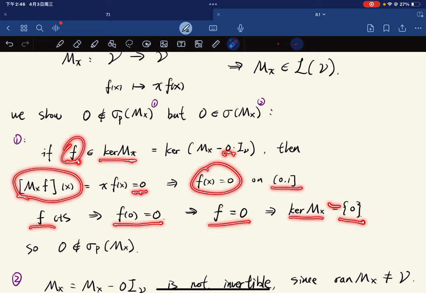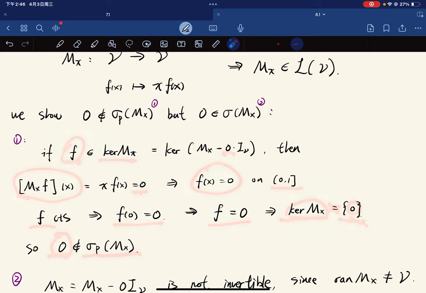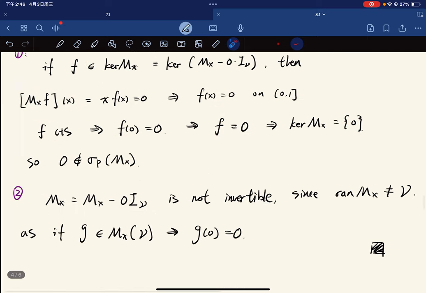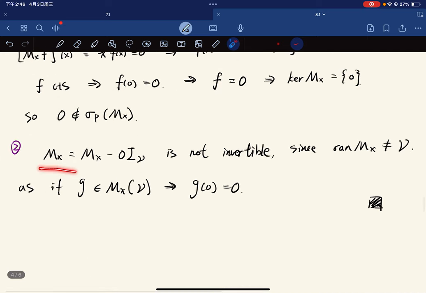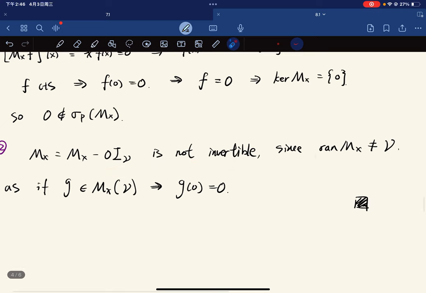So we have this equality, which means that this is the zero mapping, and this is the real number zero. It is not in the point spectrum because it has no eigenvectors. We require eigenvectors to be non-zero, but the only one we have is zero. So you're not in the point spectrum, but you're in the spectrum because this is not invertible, because the range of Mx is not equal to V.